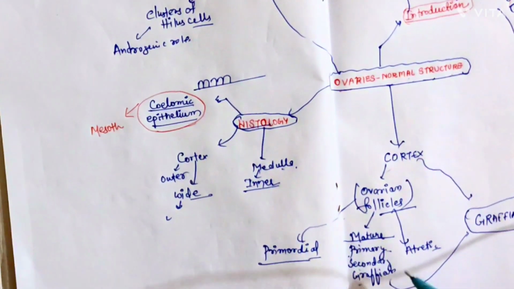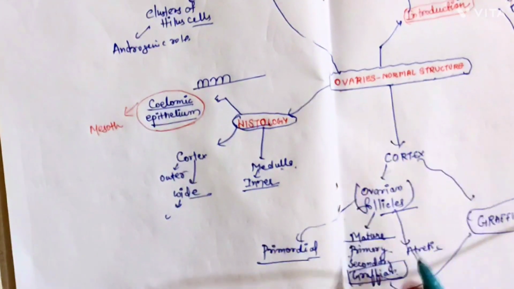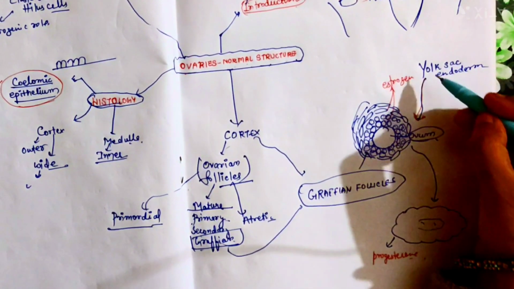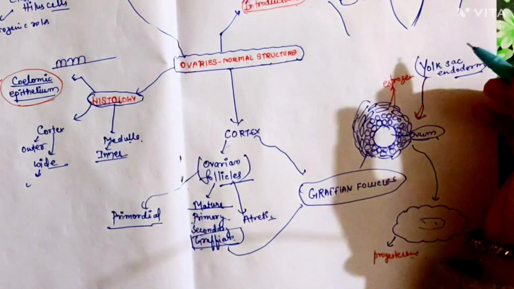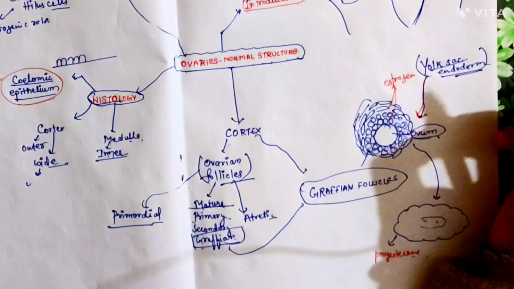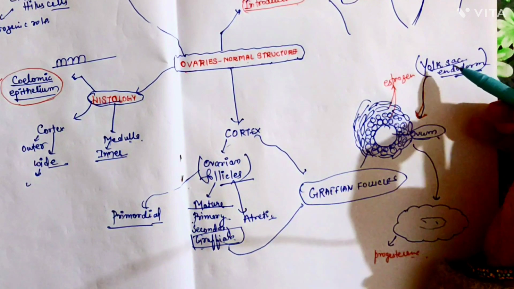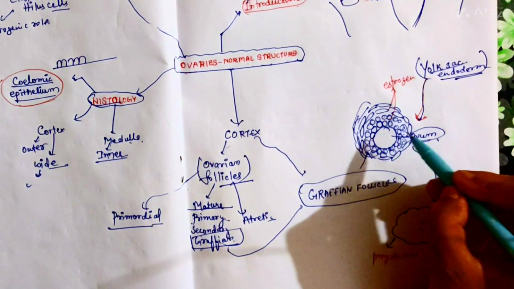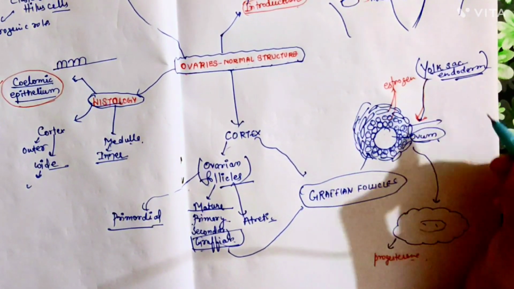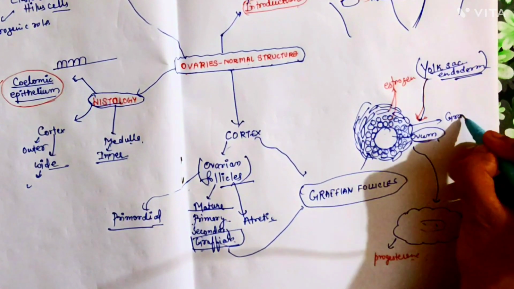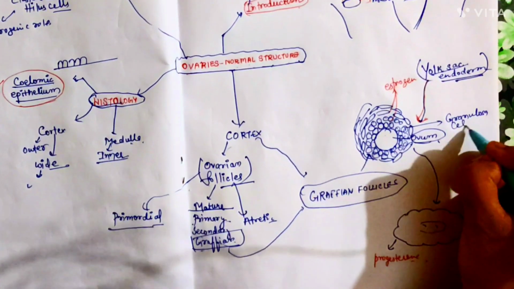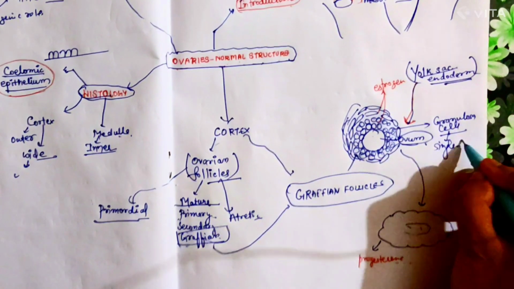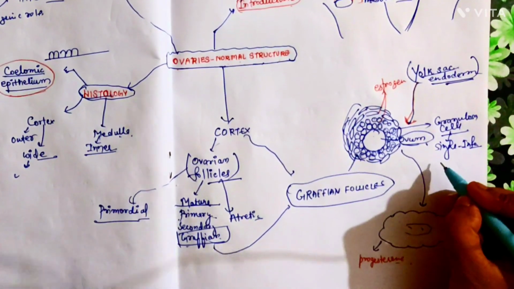Important among these is the Graafian follicle, which consists of the ovum in the center. The ovum arises from germ cells within the yolk sac endoderm during embryogenesis, and from there it migrates to the ovaries. Surrounding the ovum, there is a layer of granulosa cells, and this granulosa cell layer is single layered in infancy, and in adults it is multi-layered.